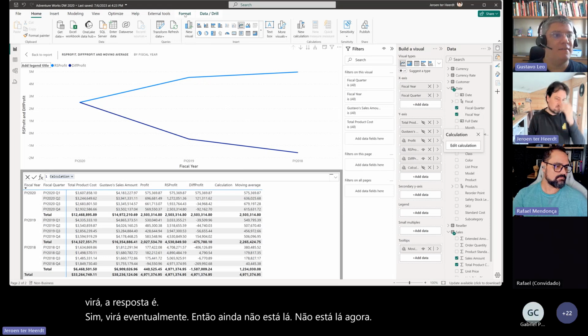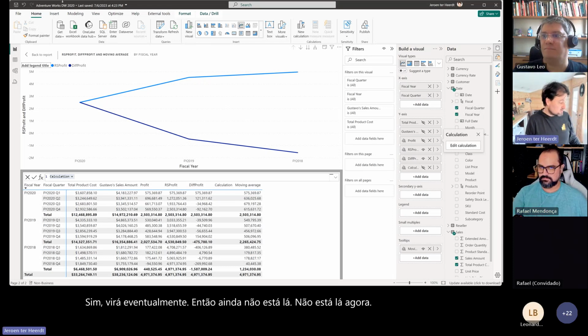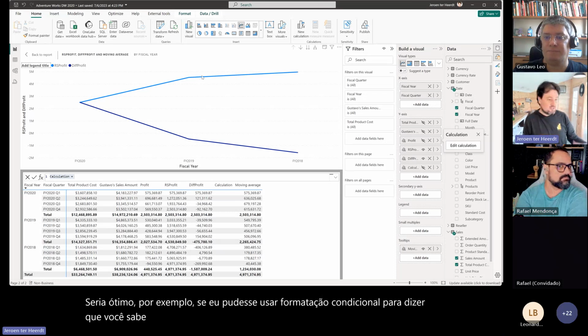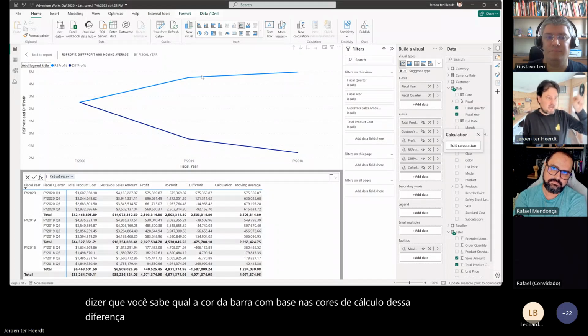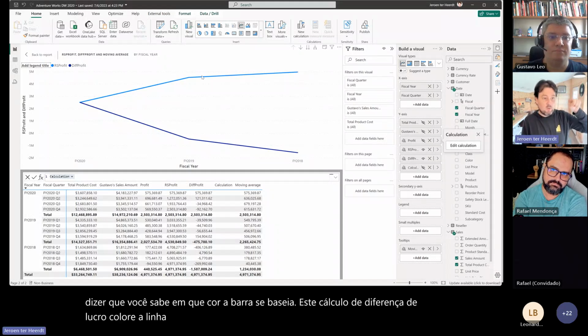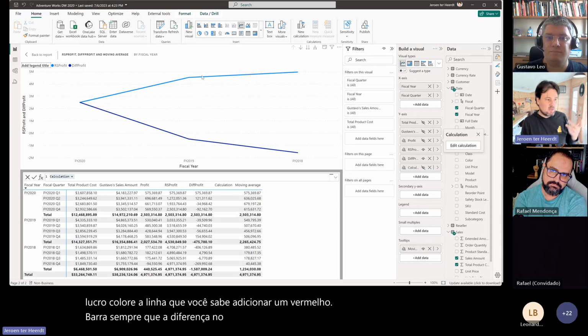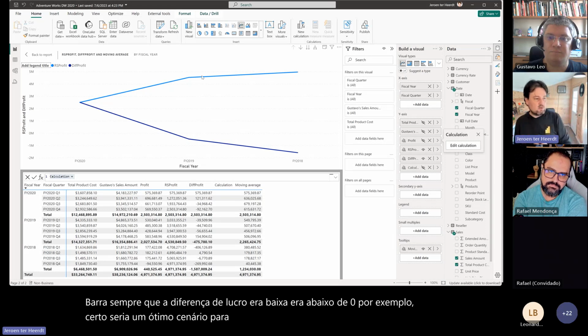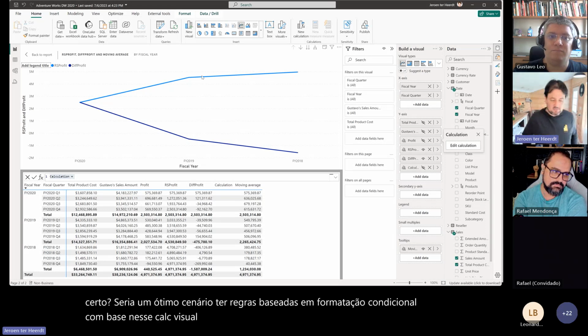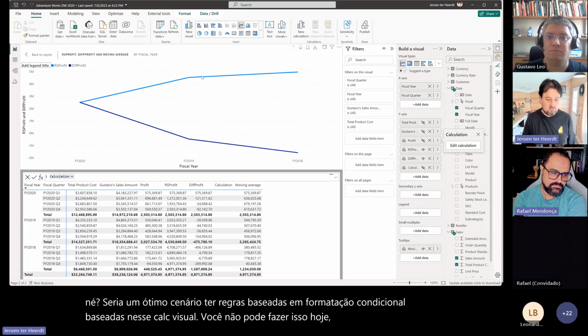It would be great, for example, if I could use conditional formatting to say, you know what, color the bar based on this profit difference calculation, add a red bar whenever the difference in profit was below zero, for example, right? Would be a great scenario to have conditional formatting rules based on that Visual Calc. You can't do it today. So it's just coming. We're really building all of that, but it's coming.